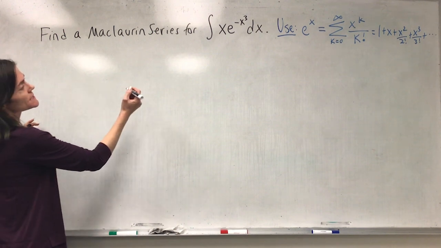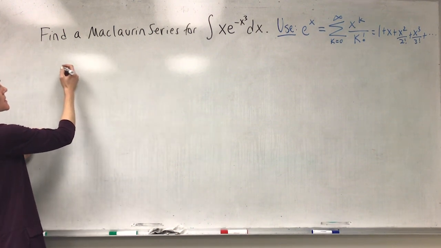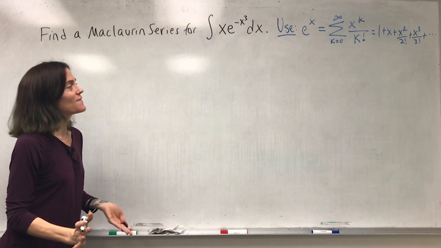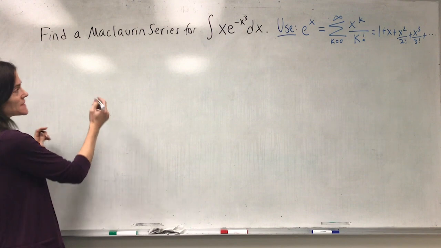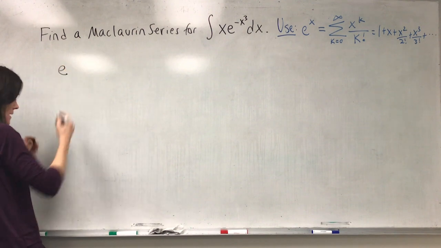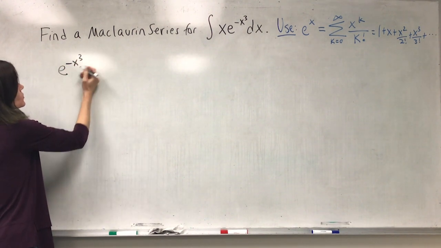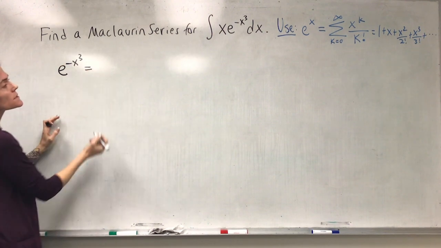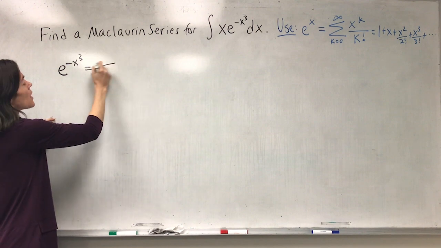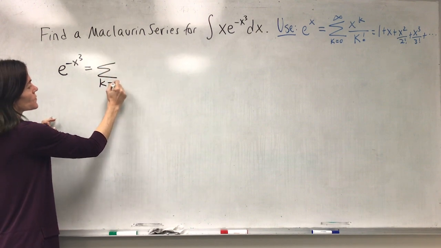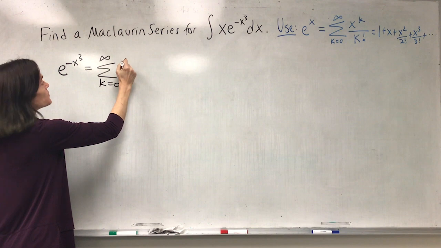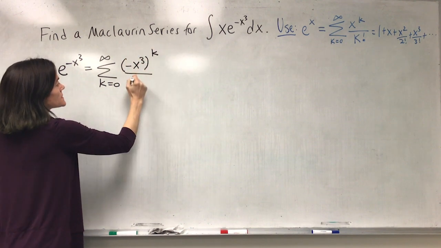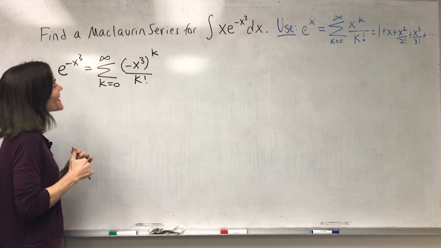Okay, so the first thing is here, we use this. If e to the x is this sum, x to the k over k factorial, which it is, as we've discussed, we know e to the minus x cubed equals, well, I'll write it in summation notation first. We just put in minus x cubed for x. This is composition, okay?